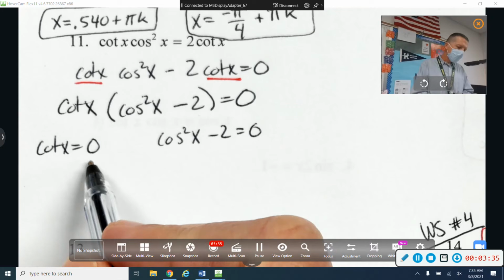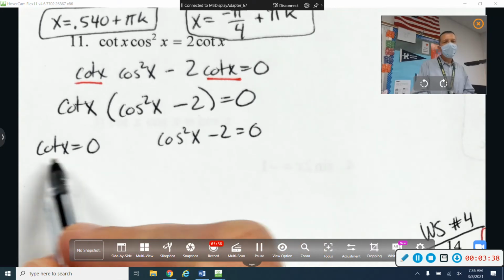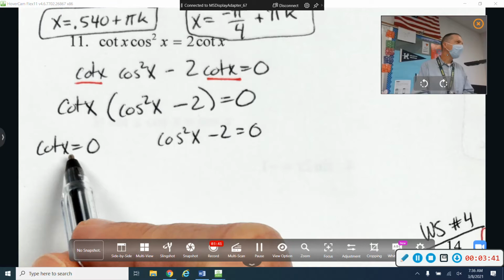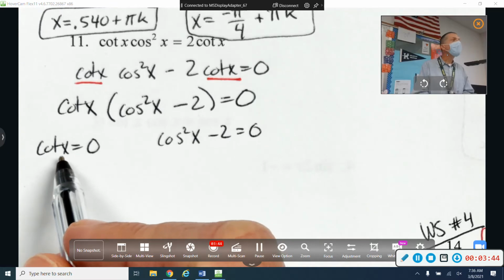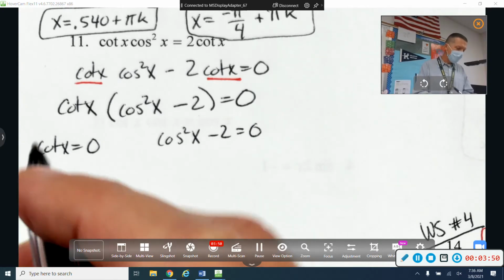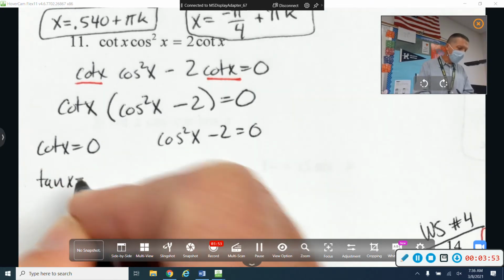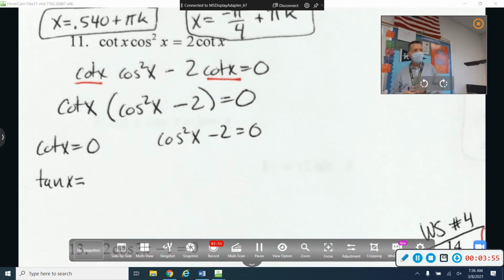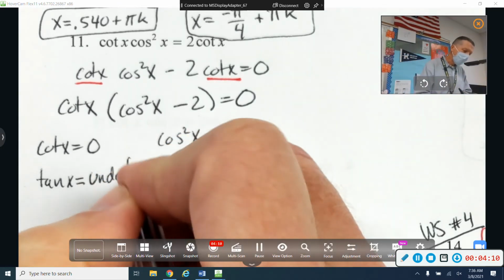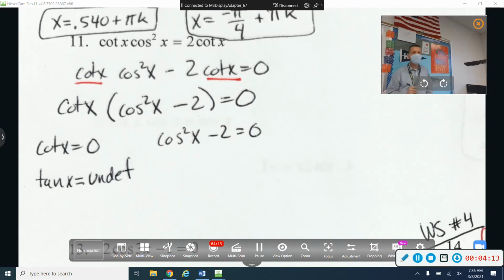Cotangent of x equals 0. How do you want to handle that? What's that? You can, because if you flip 0, what do you get? So we can turn it into a tangent. That is completely okay to work this problem. And what happens when you do 1 over 0? That's undefined. This is still going to work, but now I need to know where is tangent undefined. So it doesn't mean my problem is over. It just means where is tangent undefined.